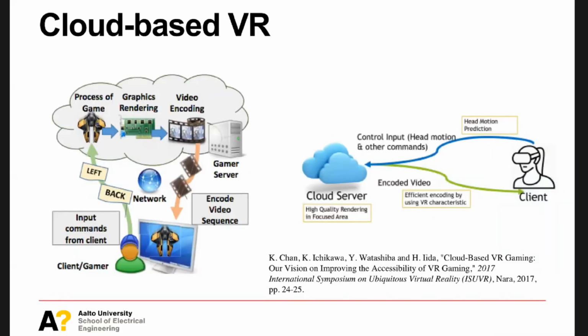And another way to solve the problem is called cloud-based VR. Meaning that instead of rendering the VR content on your local device, you can render it remotely. So how does it work? You render those 3D graphics and then you encode them into 2D video. Then this video will be delivered to your terminals, for example your smartphones, just like normal 2D video streams. And then your device just needs to decode the video and play it. So this kind of heavy rendering will be done remotely in the cloud, for example.